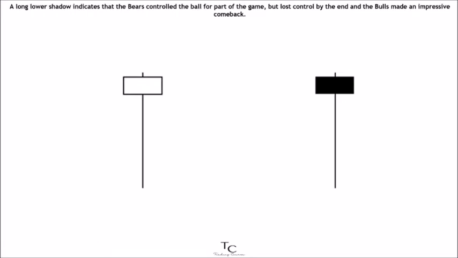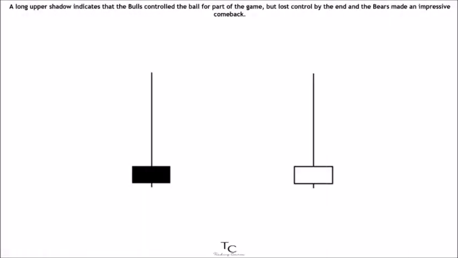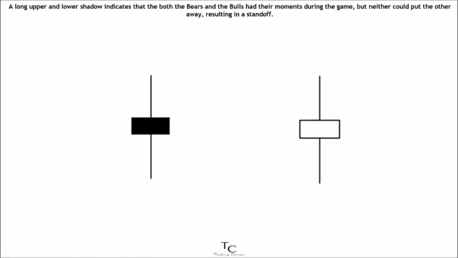A long lower shadow indicates that the bears controlled the ball for part of the game, but lost control by the end and the bulls made an impressive comeback. A long upper shadow indicates that the bulls controlled the ball for part of the game, but lost control by the end and the bears made an impressive comeback. A long upper and lower shadow indicates that both the bears and the bulls had their moments during the game, but neither could put the other away, resulting in a standoff.